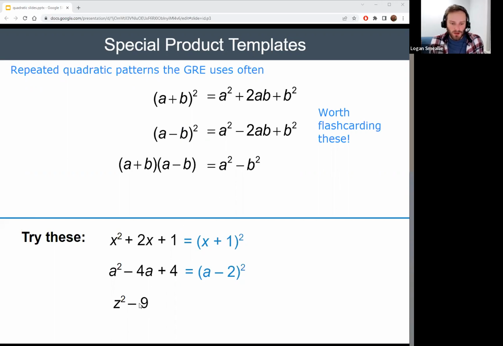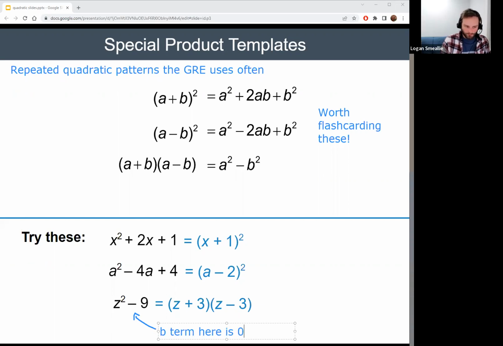And if you try to reverse FOIL this, remembering that it's possible for the middle number to be 0, you would get z plus 3, z minus 3. So the b term here is 0. If you're ever following the typical reverse FOIL process and you don't see a middle term, just imagine the middle term coefficient is 0. Plus 3 and minus 3 does add to 0. So you're still following the same process.